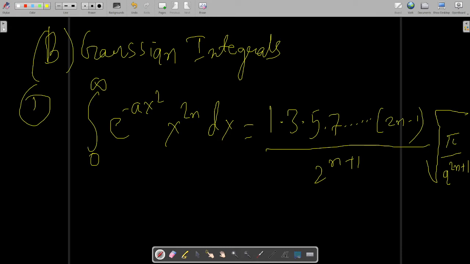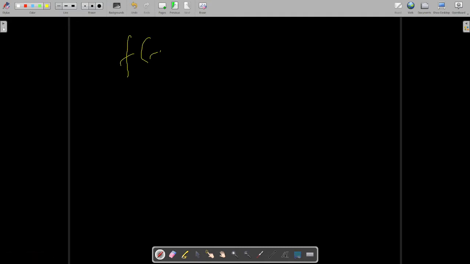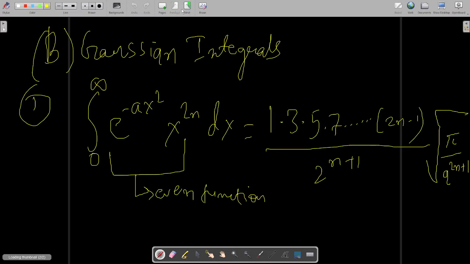Now this is an even function. Why is it an even function? Because x to the power 2n is there. You know this very well that a function is even if f of minus x is equal to f of x. If f of minus x comes out to be equal to f of x, then the function is even.